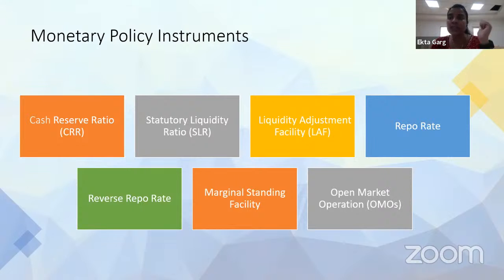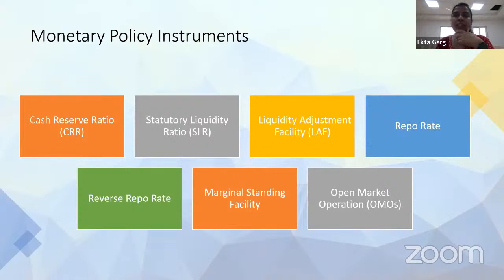So if CRR or SLR increases, this means fewer funds are available in the economy for investment. If investment reduces in the economy, what happens? The aggregate demand will fall, thus adversely affecting GDP, employment, and output. Now, liquidity adjustment facility. So, basically, one more thing.